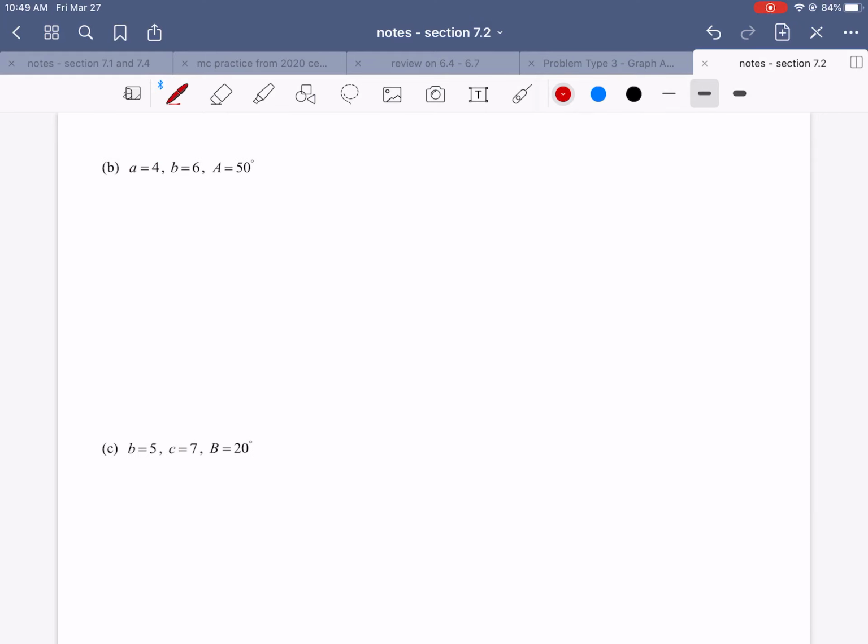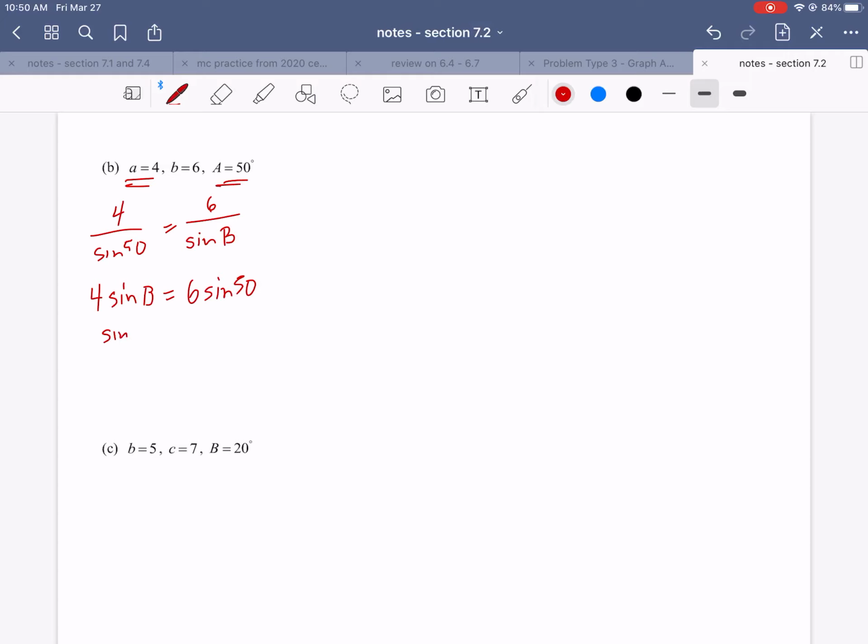Okay, in letter B, we're again given side-side-angle. We are given the A ratio here. So we have little a is 4, and capital A is 50. So I'm going to have 4 over the sine of 50, and I'm going to set that equal to the B ratio, which is little b, which is 6, divided by the sine of capital B. Okay, go ahead and cross multiply here. So 4 sine of capital B is going to equal 6 sine of 50.